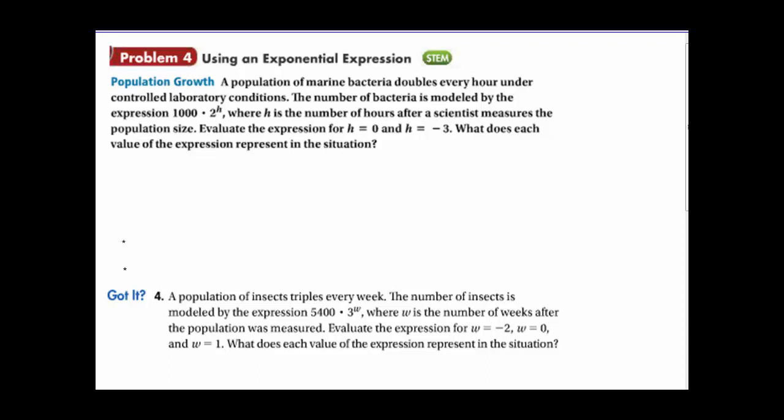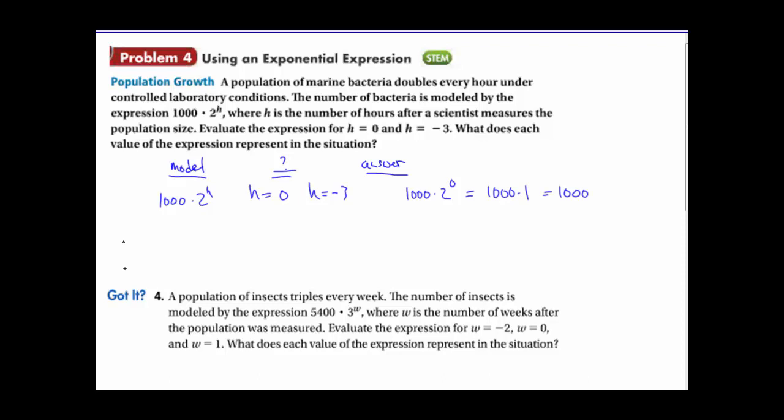So if we take this problem, we need to look at, what's the model of the problem? What are we doing? Plug it in, and then what's our answer? Those are kind of the three things. Well, the model is we have 1,000 times 2 to the h. And we want to figure out, what does that mean if we have h equal to 0 and h equal to negative 3? And so let's do the first one. Let's plug in. We have 1,000 times 2 to the 0. Remember order of operations, we have to do exponents first. And we just got done, what is 2 to the 0? 2 to the 0 is 1. So we have 1,000 times 1, or 1,000.